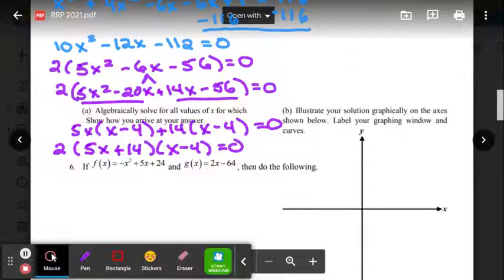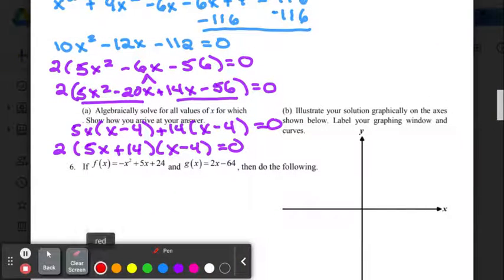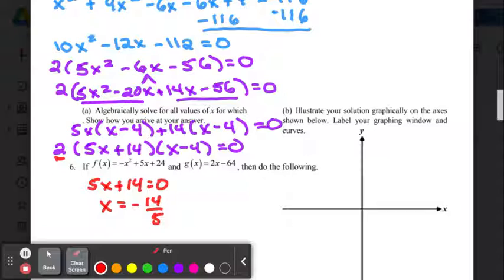Yikes. So now I don't have to worry about setting 2 equal to 0 because it is just a constant. You can't solve for 2. 5x plus 14 equals 0. When I solve that, I subtract 14 and divide by 5, and I get x equals negative 14 over 5. And then I set x minus 4 equal to 0, and I get x equals 4.